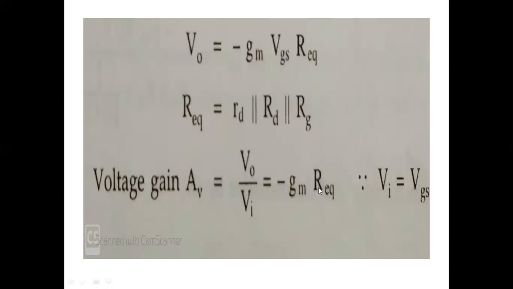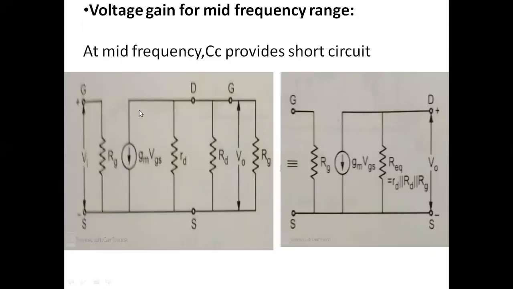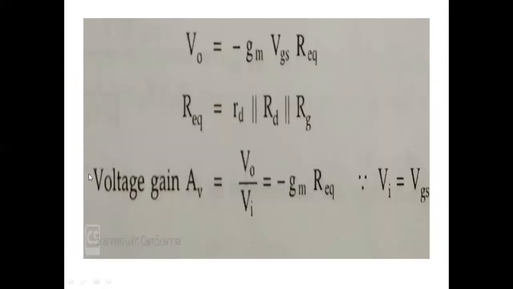VGS means the gate to source voltage. VGS can also be written as Vi, because Vi is taken from this point, so in place of VGS we can substitute Vi. From the equation V0 equal to minus gm VGS R equivalent, V0 by VGS becomes minus gm into R equivalent. Since VGS is Vi, V0 by Vi is equal to minus gm R equivalent.